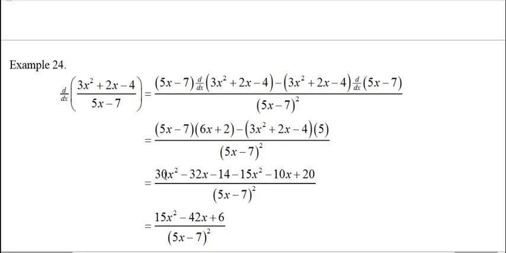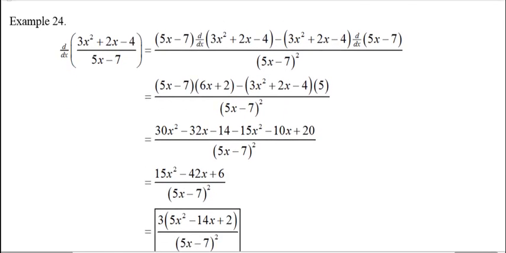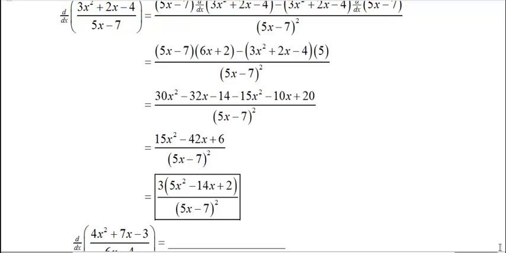Now I'm going to combine like terms in the top. 30x squared minus 15x squared is 15x squared. Negative 32x minus 10x is negative 42x. And negative 14 plus 20 is 6. And it's still over 5x minus 7. And then if I can, I will factor the top. Looks like I can get a common factor of 3 out: 3 times 5x squared minus 14x plus 2, and then divide that by 5x minus 7. The top doesn't factor anymore if we only allow integer coefficients, or even rational coefficients. It definitely does factor over the complex numbers.